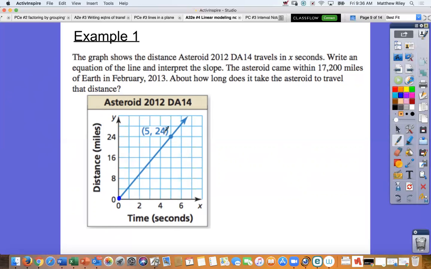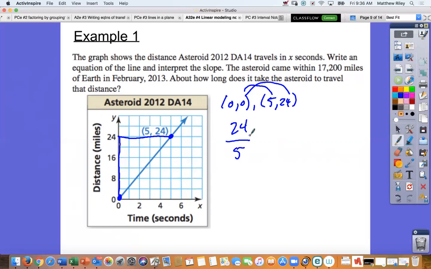So you're talking realistically, when you're talking about space travel or things traveling out there, this is realistic. So in 5 seconds, that asteroid has traveled 24 miles. That is your slope. Remember, slope is rise over run. So it went up 24 and over 5. If you did not have this graph with you, you pick any 2 points that are on here and find your slope. So if I've got the point at the origin, 0, 0, and 5, 24, well, it's real simple. 24 minus 0 over 5 minus 0. So it is 24 over 5.